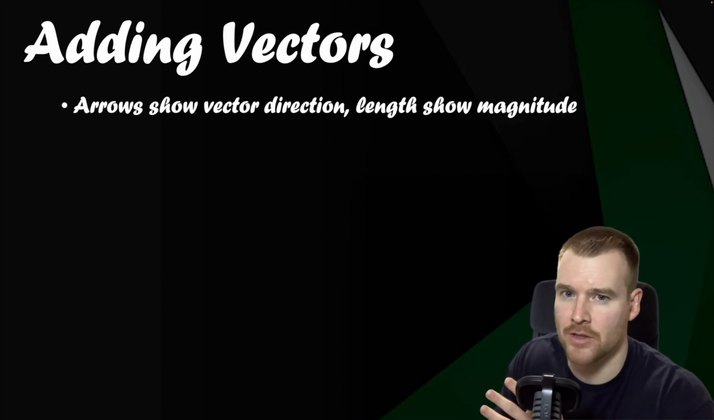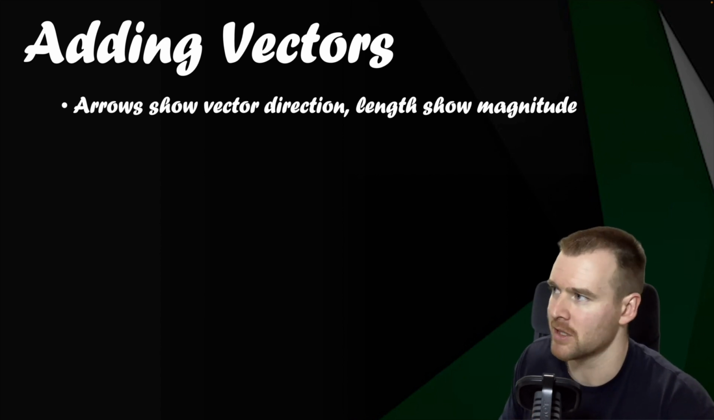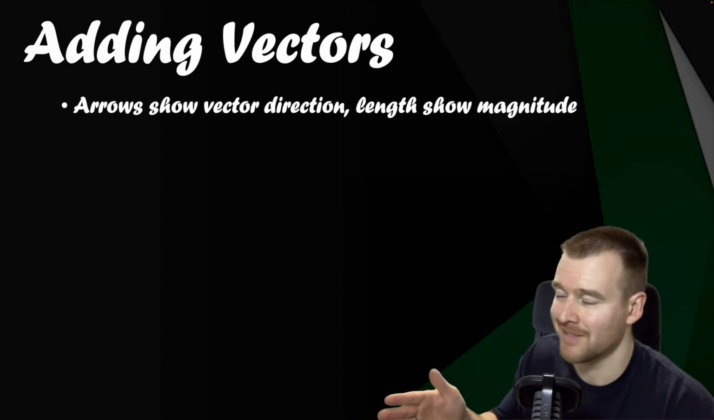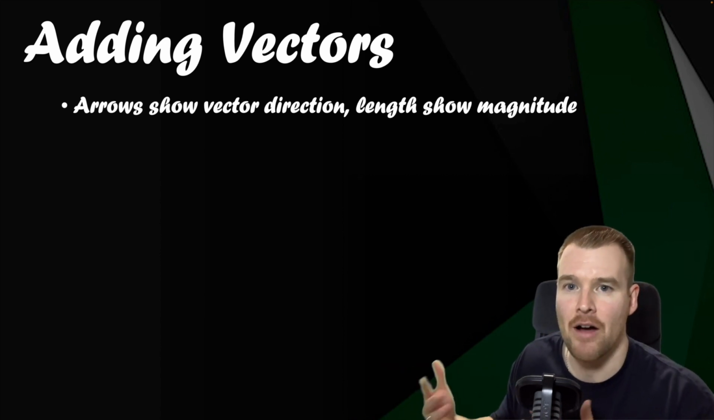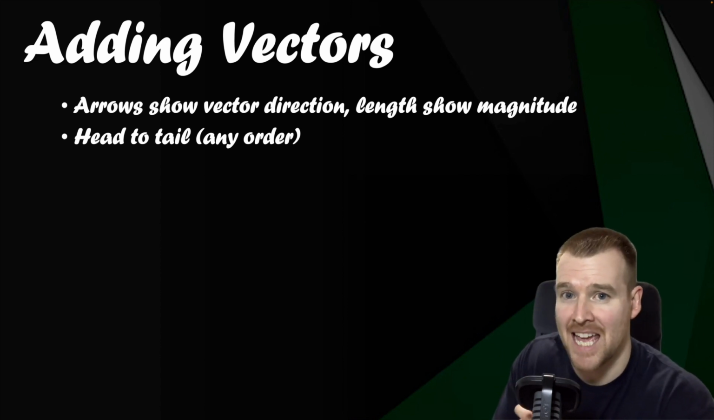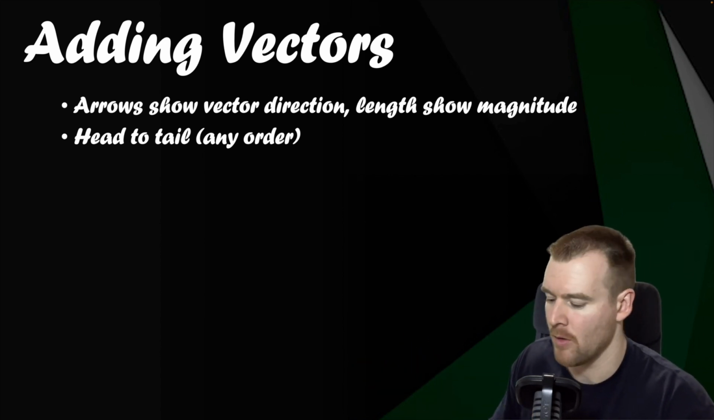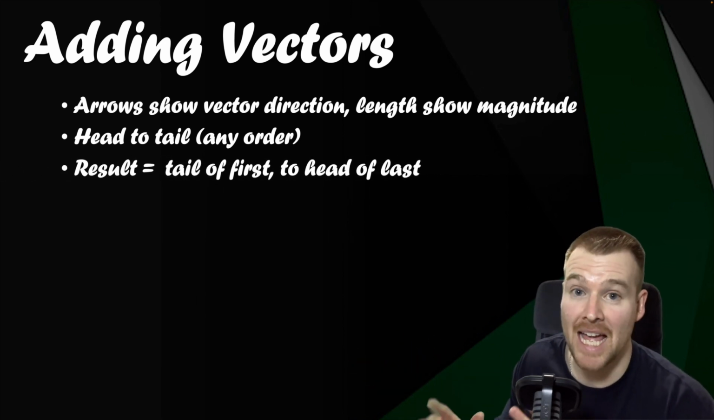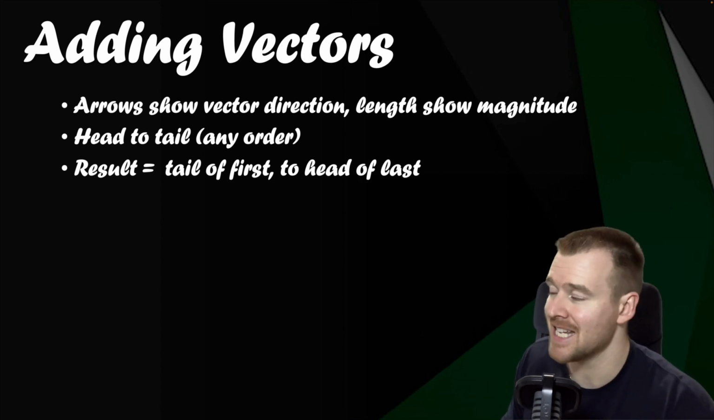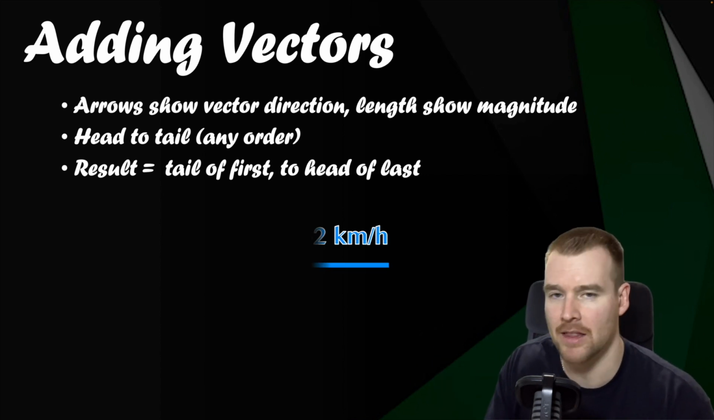Okay, so we're adding vector rules, which we did for displacement earlier in a previous video. Very similar to that. We're going to use arrows, and they're going to show the direction it's pointing, and the length of the arrow is going to be how fast it's going. We're going to have to add the vectors head to tail. That's important. One vector after another is head to tail. The order doesn't matter. The result, or the overall velocity at the end, is the tail of the first to the head of the last. Let's take a look at how that looks for this scenario.